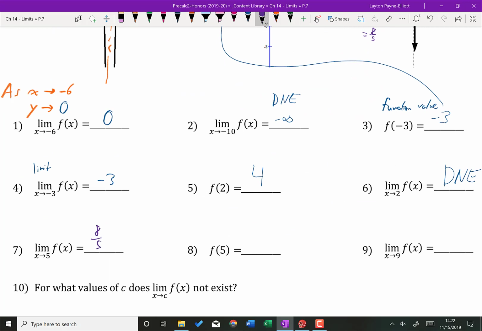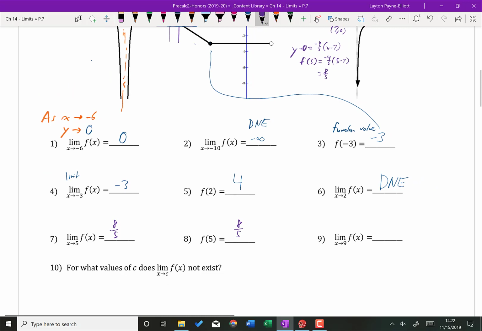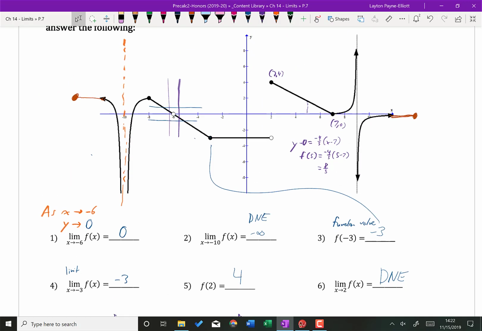So 8/5. Yes, you are, Jess. And what's f of 5? 8/5. And finally, the limit as x approaches 9 we just talked about does not exist.